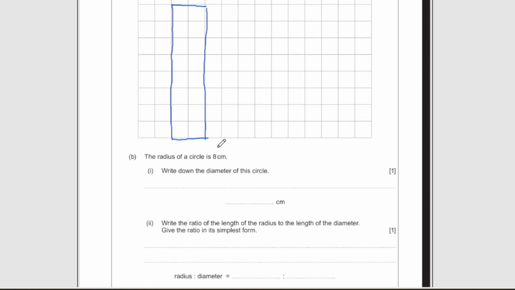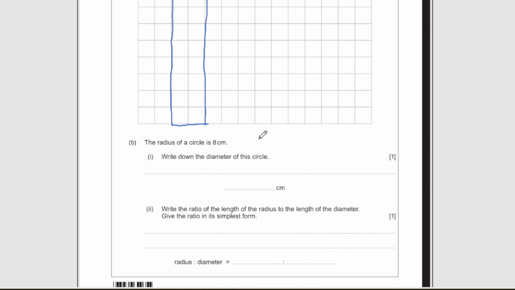The radius of a circle is 8 centimetres right down the diameter of the circle. So the radius is half a diameter. So we need to do 8 times 2. Half the diameter. So to get the diameter, we double it. 8 times 2, 16. 16 centimetres is the diameter.